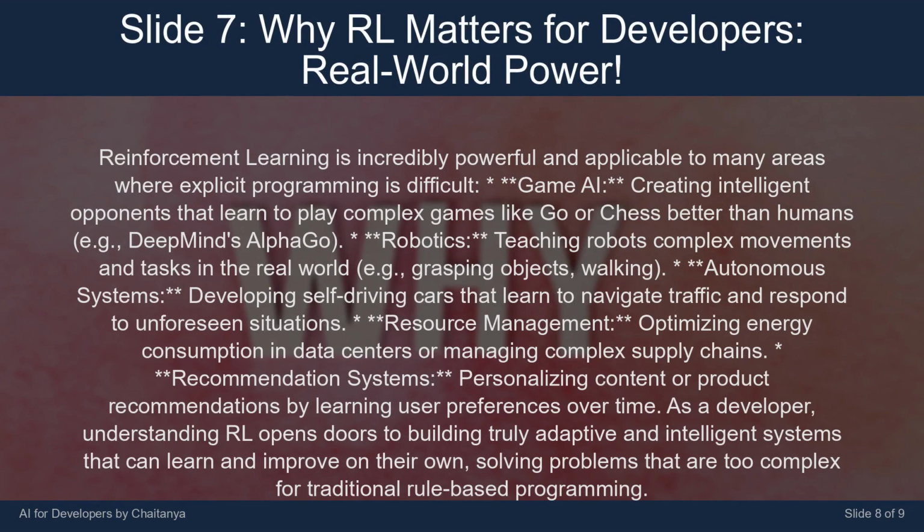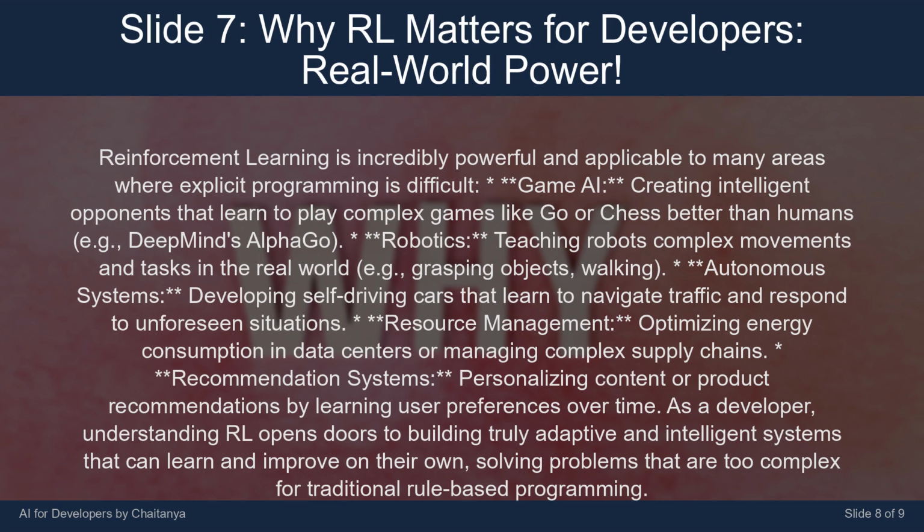Reinforcement learning is incredibly powerful and applicable to many areas where explicit programming is difficult. Game AI: creating intelligent opponents that learn to play complex games like Go or chess better than humans, e.g., DeepMind's AlphaGo. Robotics: teaching robots complex movements and tasks in the real world, e.g., grasping objects, walking.